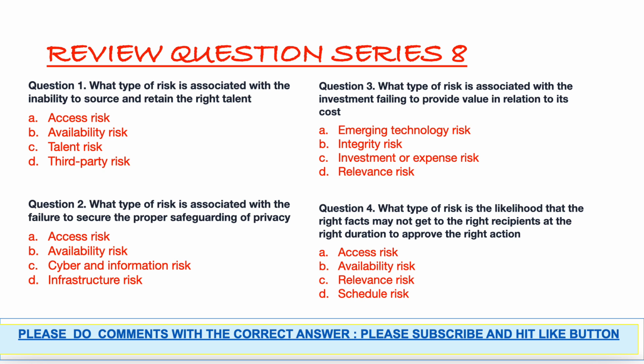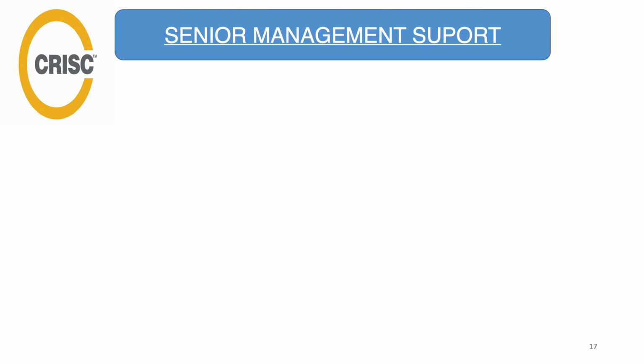Next question. What type of risk is the likelihood that the right fact may not get to the right recipient at the right time to approve the right action? Access risk, availability risk, relevance risk, and schedule risk. Now moving further ahead, let's discuss senior management support. What is senior management support?